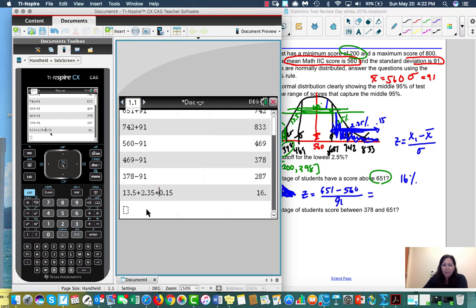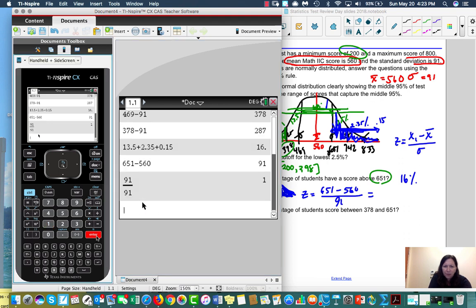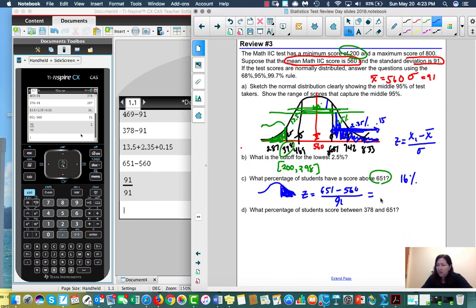So let's figure that out. So we're going to go 651 minus 560 equals, and then I'm going to take that number and divide it by 91, and I'm going to get an approximate answer of 1. Well, what does that mean? That means I'm 1 standard deviation away. So that's 1. However, I need to go look up my chart now.